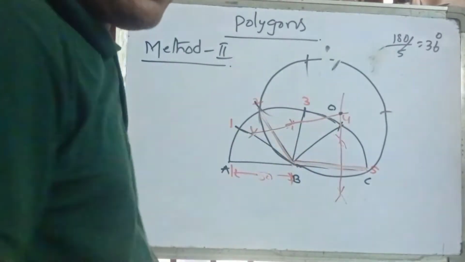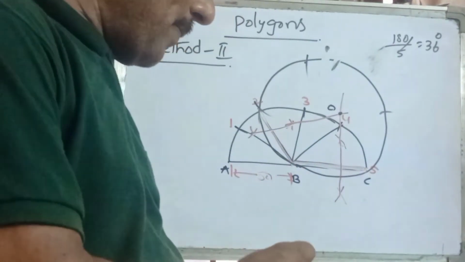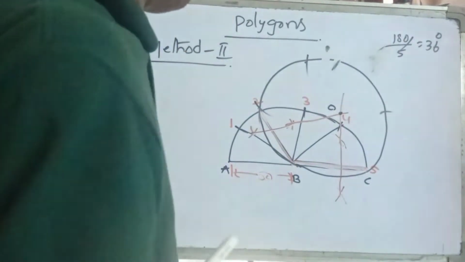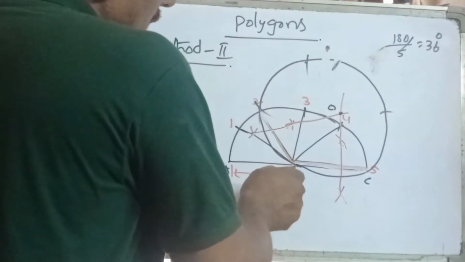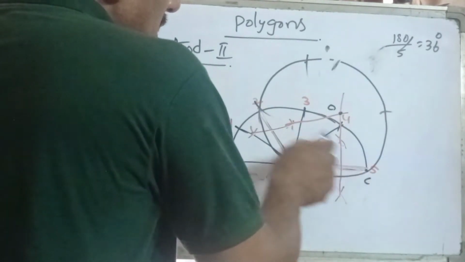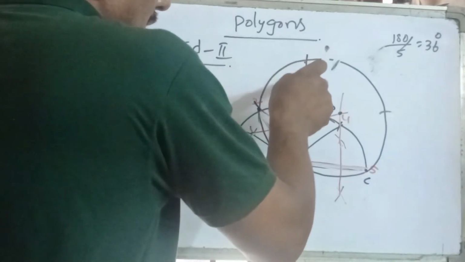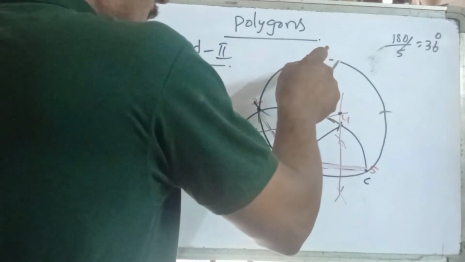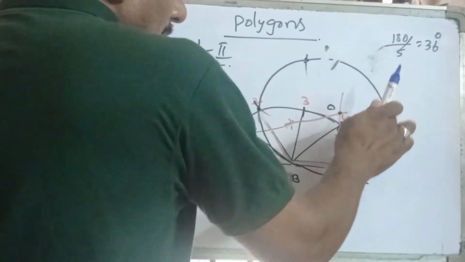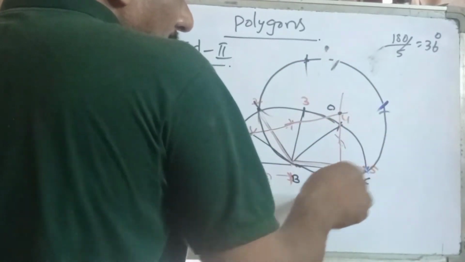So from here you take 50 mm as the radius. From this point you can start, or from this point you can start. If you start from this point, 2 is the center, cut the circumference of the circle. Keep the compass here, cut the circumference of the circle. And keep here, cut the circle, so automatically it will join here.